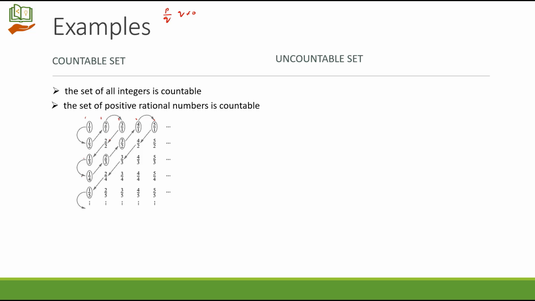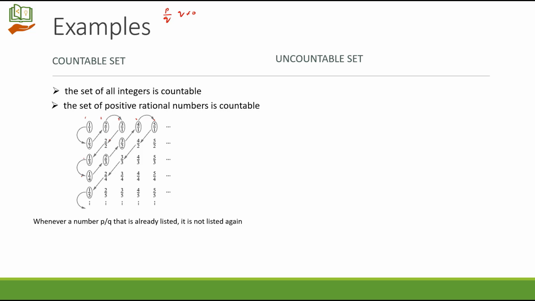In the next row, every number will be divided by 4. In the next row, every number will be divided by 5. So if you keep on going for the subsequent rows, it will be divided by a particular number. Whenever a number p by q is already listed, it is not listed again.